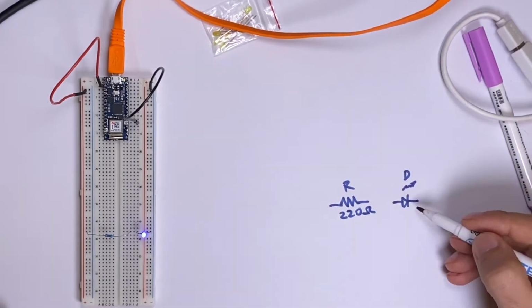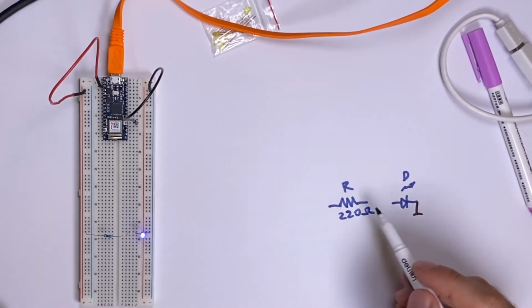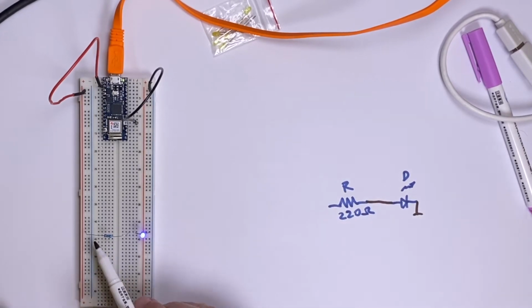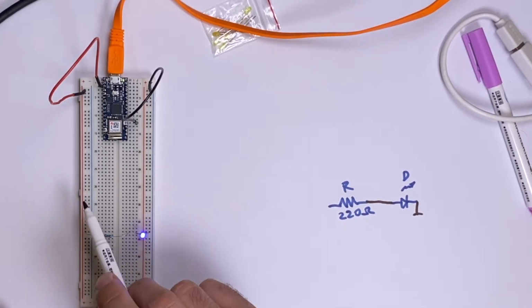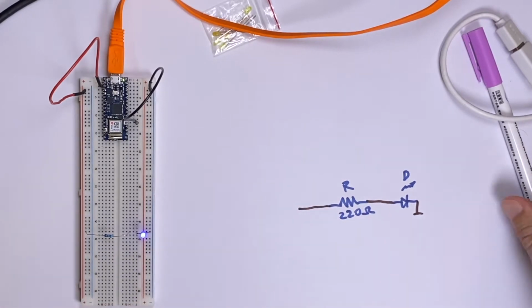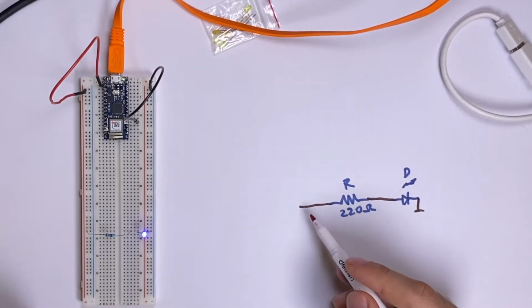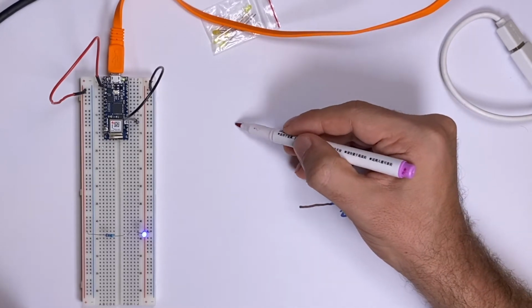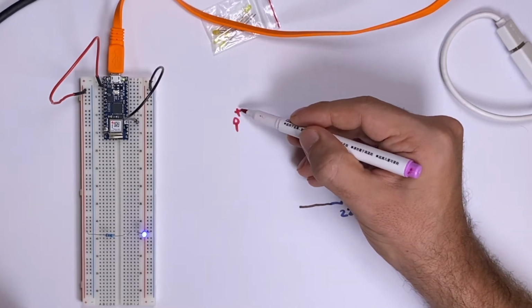The cathode, the shorter leg of the LED, goes to ground. Resistor and LED go together, and I have it connected right now with a cable that goes to 3 volts 3. So I will write down my power source, 3 volt 3.